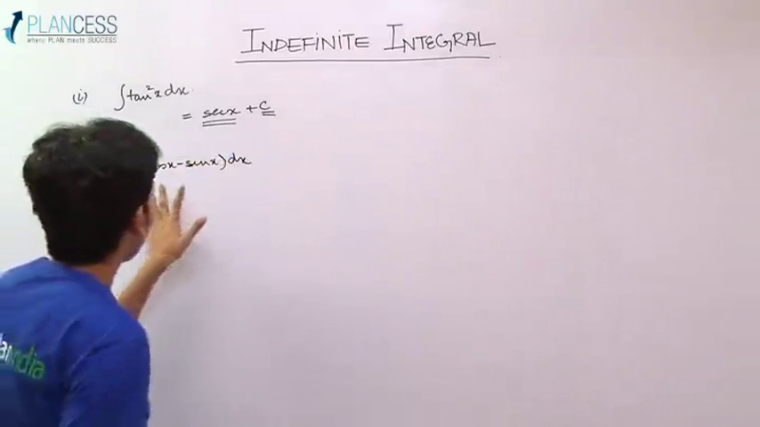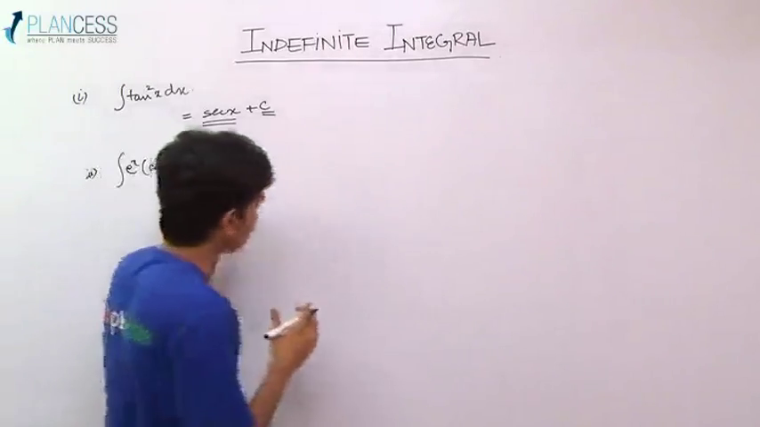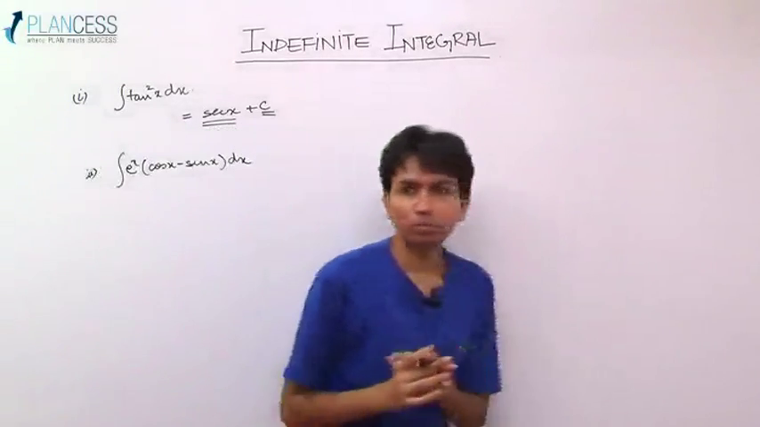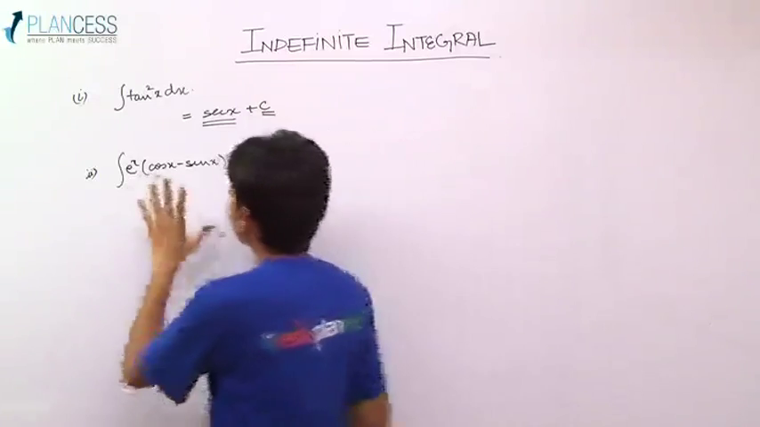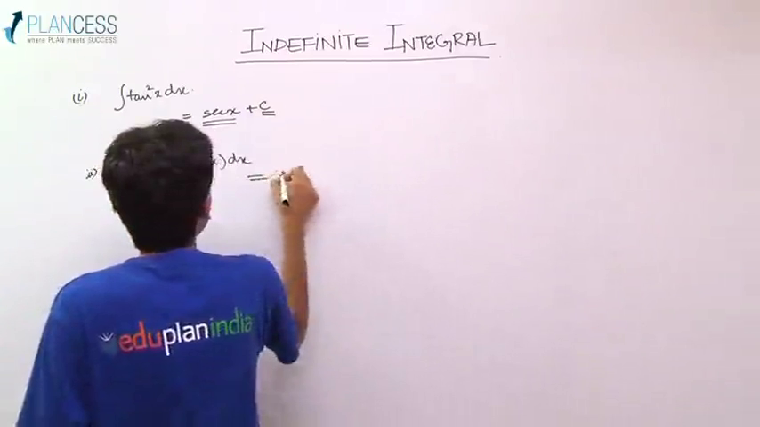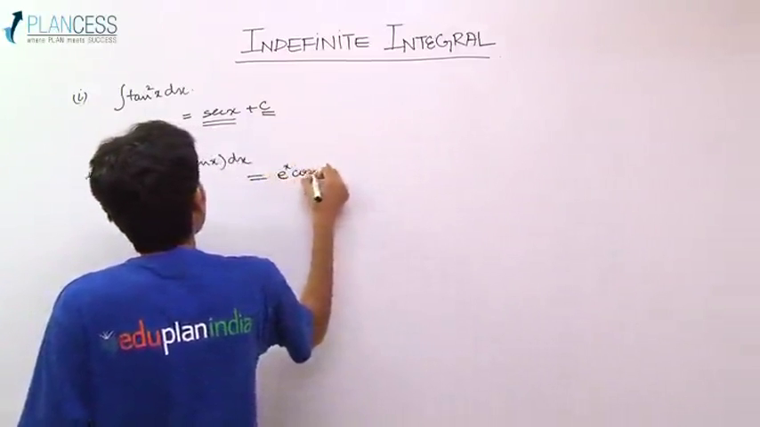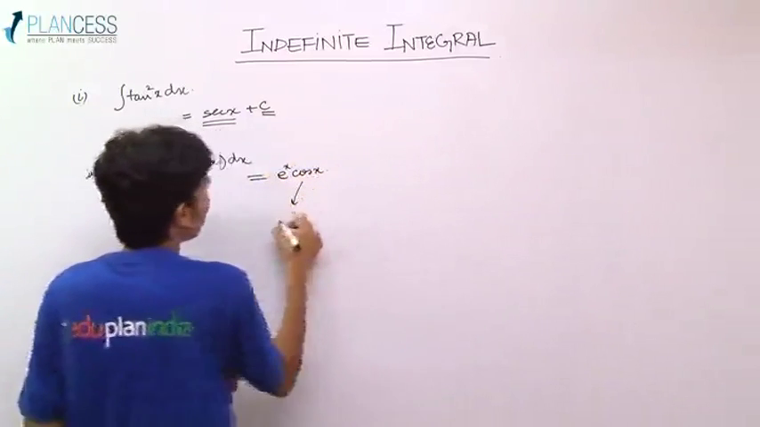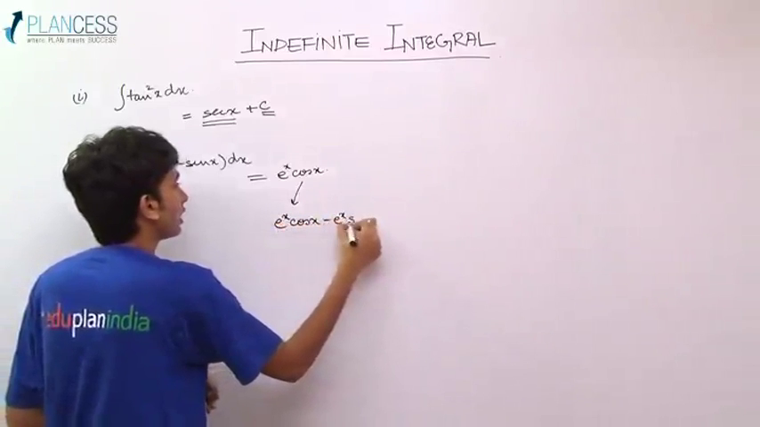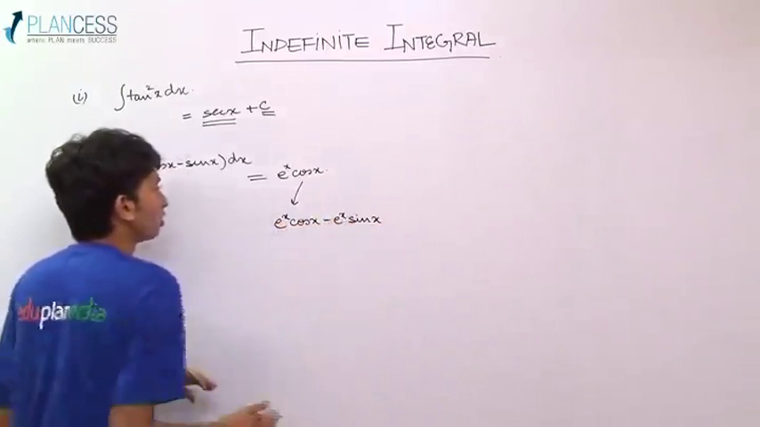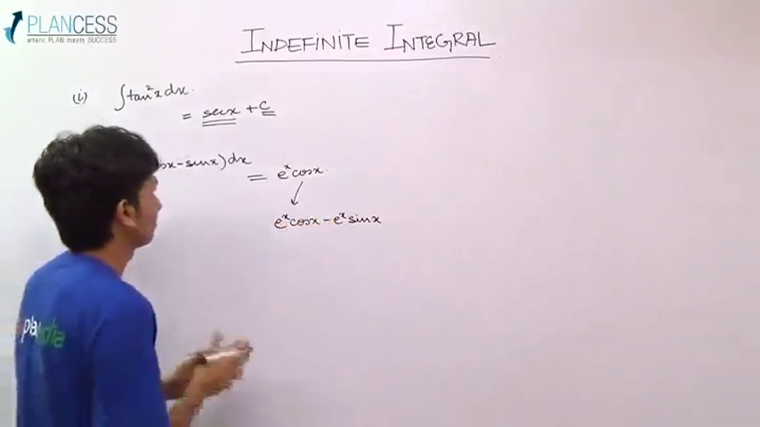So what is the function whose derivative is this function? This one is not that easy that you can just orally guess, but with a little bit of trying, you can see that it is e raised to x cos x, because on differentiating this you will get e raised to x cos x minus e raised to x sin x using the product rule. So this is what is precisely written here.